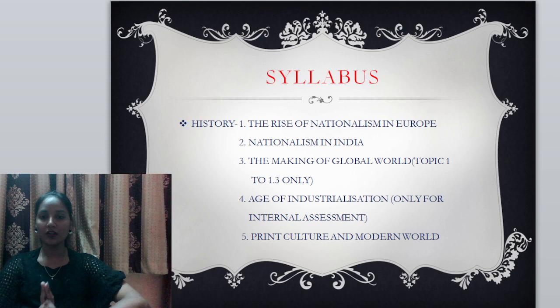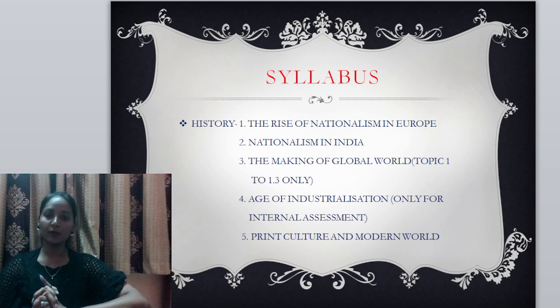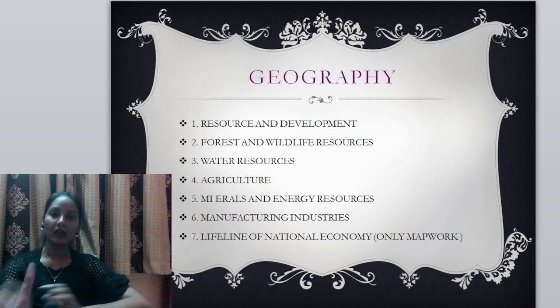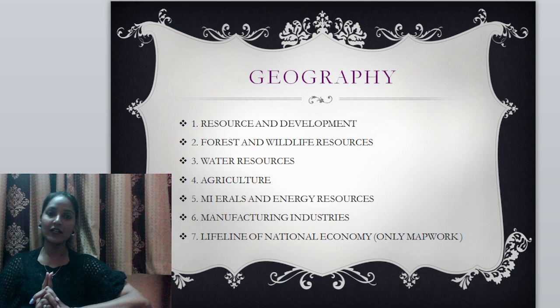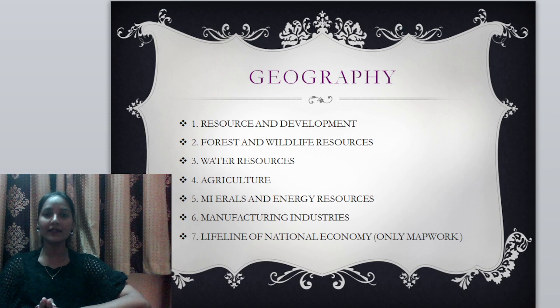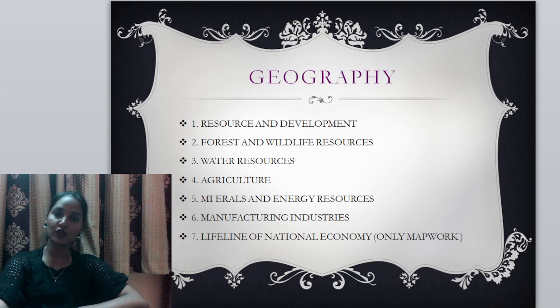Age of industrialization, this is only for internal assessment, that is not going to come for the final exam. Next, the last lesson is print culture and the modern world, again the full lesson is going to come. Then next is geography. Geography 1 to 6: resources and development, forest and wildlife resources, water resources, agriculture, mineral and energy resources, manufacturing industries, all these lessons are going to come. And the last lesson, lifeline of national economy, only map work will be there, the theoretical part won't be there for the final exam. So total 6 lessons will be there from geography.